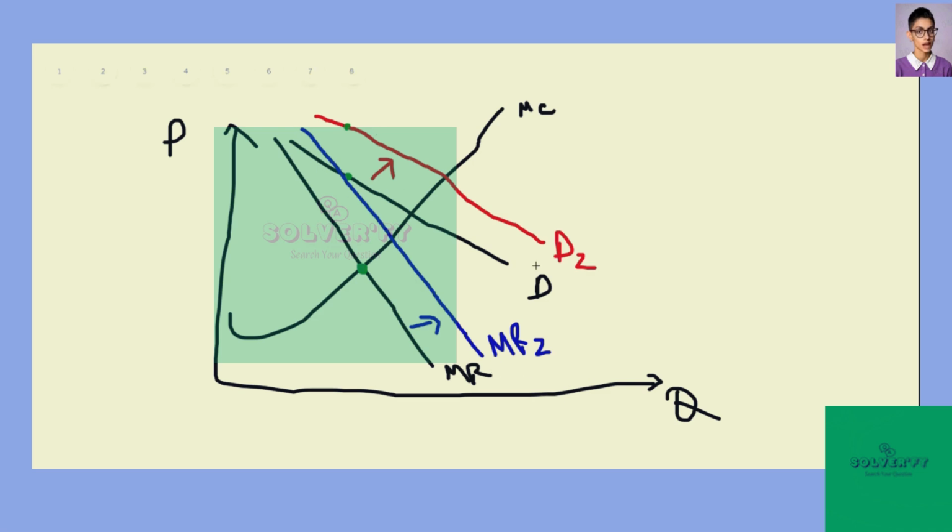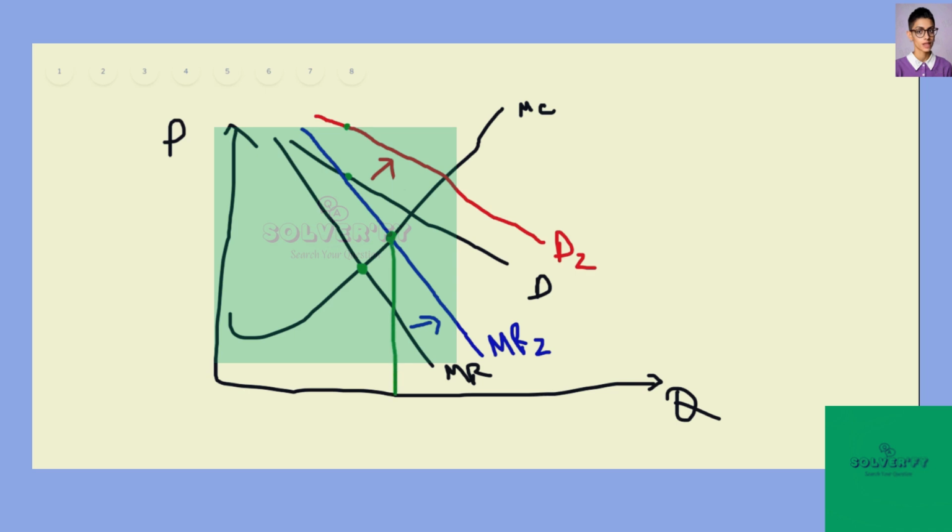So by changing this demand curve, this original marginal revenue curve is no longer accurate. Okay, so we have to consider the second marginal revenue curve. So our quantity will now be produced here, right?